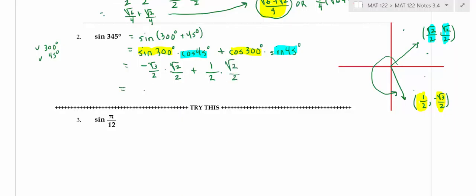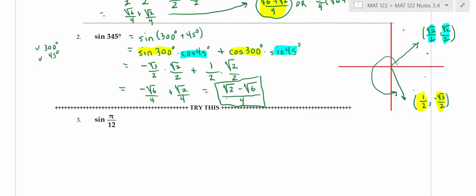Okay, so that's going to leave me with negative square root of 6 over 4 plus square root of 2 over 4. And then I'm going to write this like this. When I get a common denominator, I'm going to put this in this order. It's just kind of a preference. So that would be the final answer of that problem.